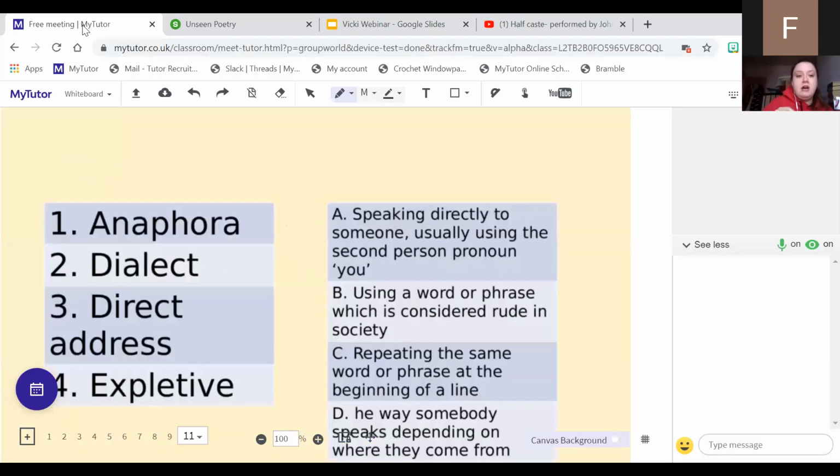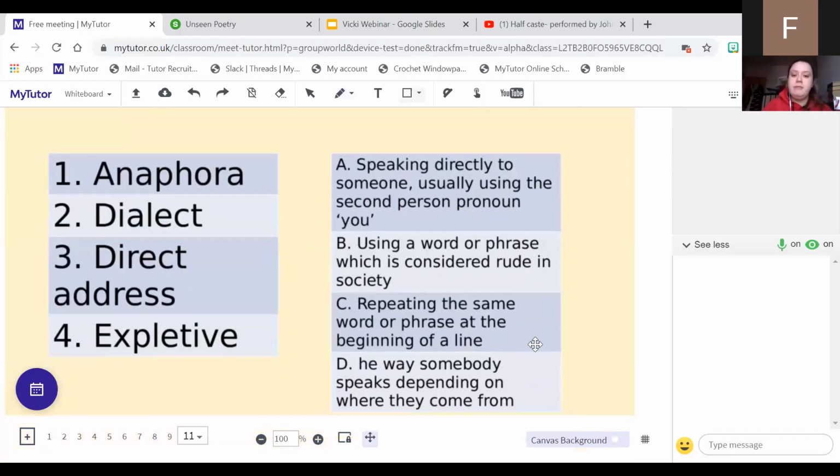So let's expand our vocab a little further. These are four things that we are going to see in the poem that we are doing today. Can you guys match up the terminology on the left with the definition on the right? So for example, 1 and then B. That's not the right answer, by the way.